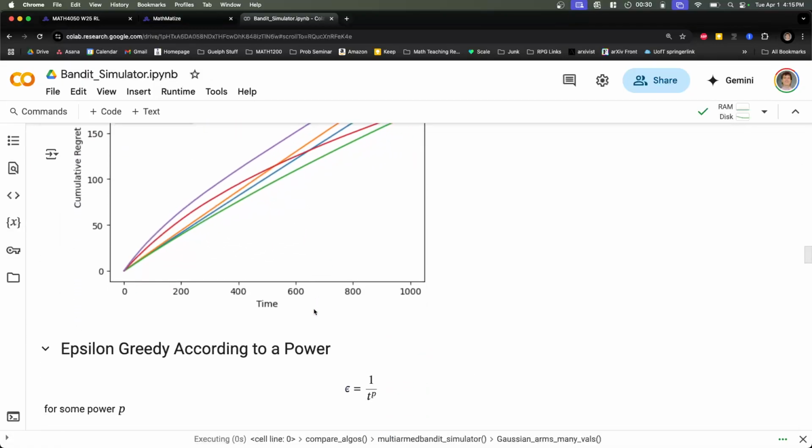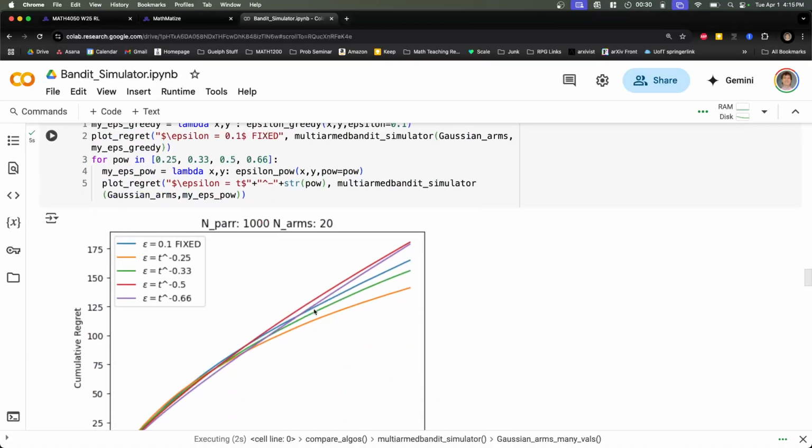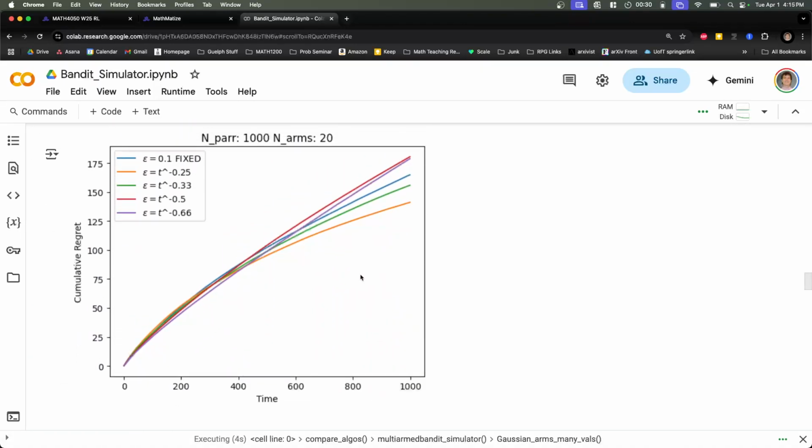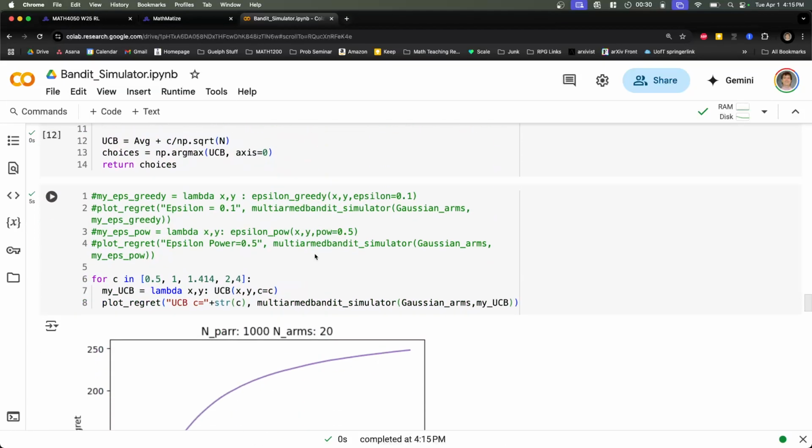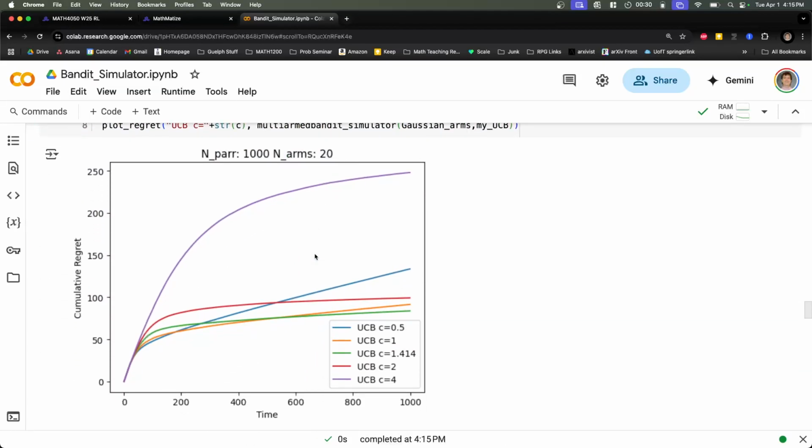And then we had epsilon greedy. We also did the same thing, and we said the best power was this t to the 1/3, the green line. And then we were doing these UCBs. Okay, so in the UCBs, here are some UCBs with different constant C, going from 0.5 to 4, and they have different behaviors.